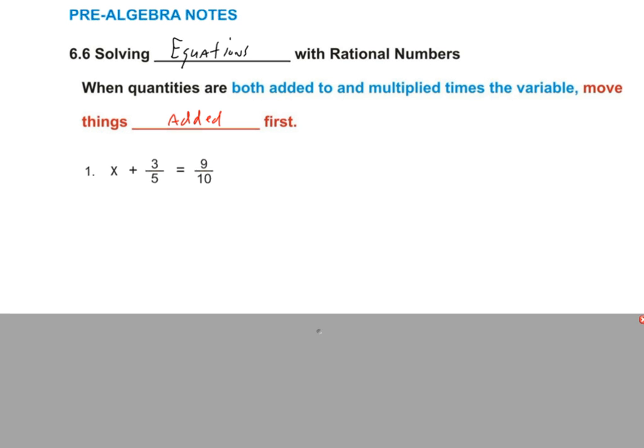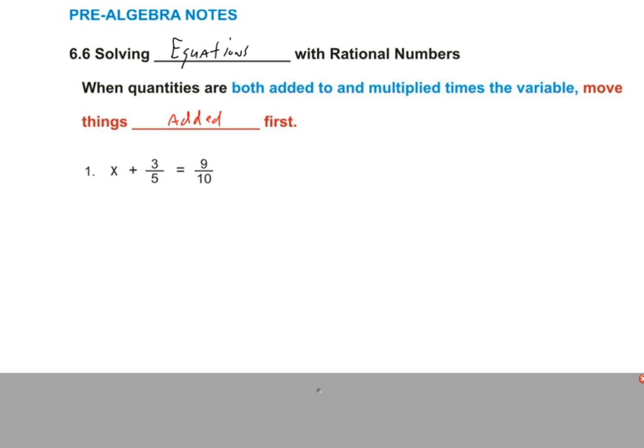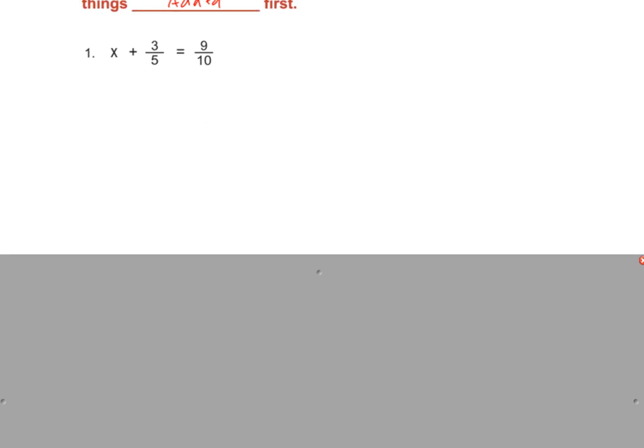Okay, so in this first scenario, you can see we have x plus 3/5 equals 9/10. Now, there are a couple different ways to skin the cat. And there are a couple different ways to solve equations that have fractions in them. The ones we're dealing with today so far are pretty simplistic. So in this situation, we simply have something added to the variable.